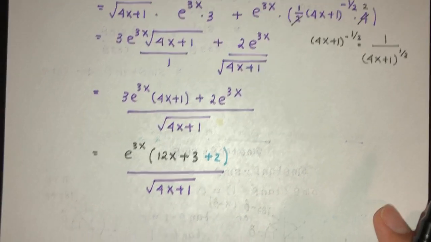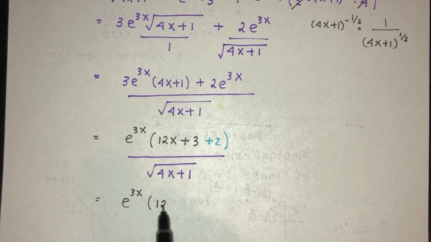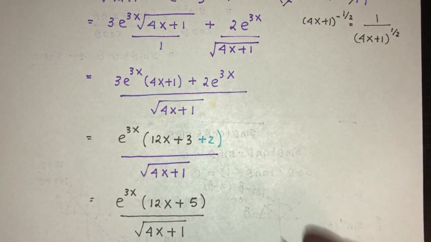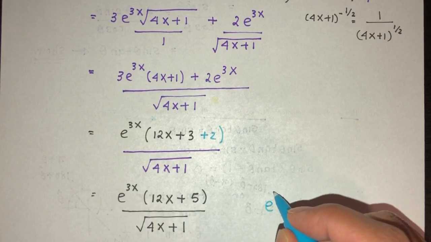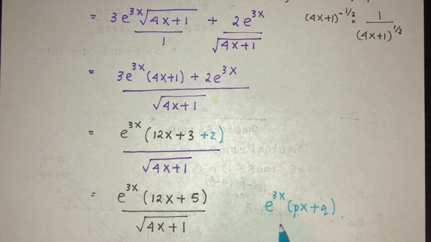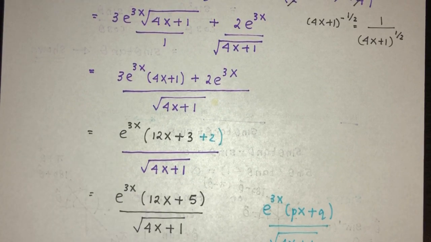Now we just have to simplify. On top you will have exponential 3x. Here we have 12x plus 5 divided by the square root of 4x plus 1. And this is your final answer. If you want to compare with the question, he wants you to express it like this, with px plus q divided by root of 4x plus 1. So the value of p is 12, the value of q is 5. And that is your question number 6.